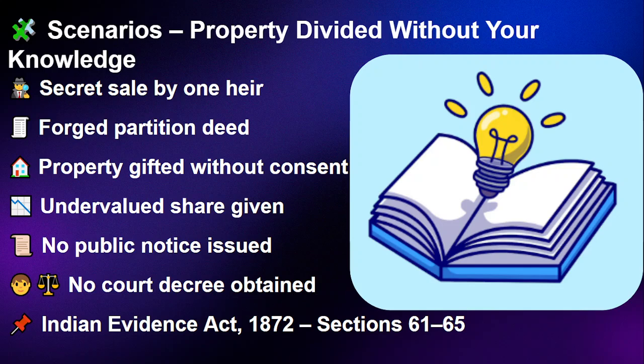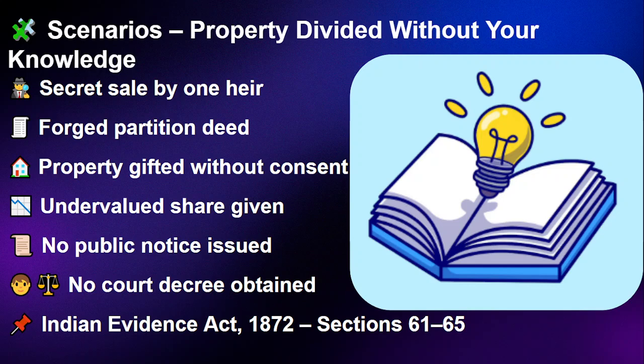If no public notice was issued or no court decree obtained, it's legally questionable. Section 61 to 65 of the Indian Evidence Act, 1872 help prove forgery or lack of consent. You can challenge such actions with documentary evidence and witness testimony. Even if years have passed, the law allows you to reclaim your share. But timing and documentation are critical, don't delay.